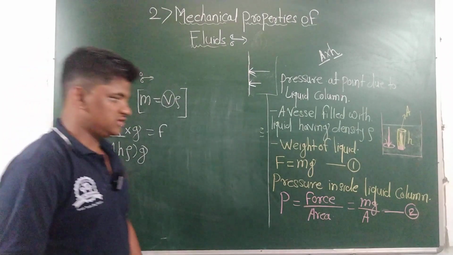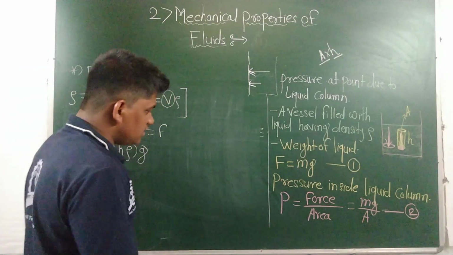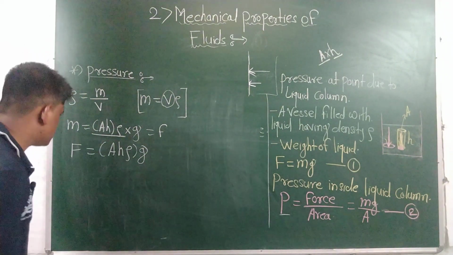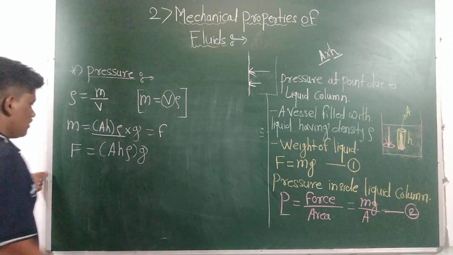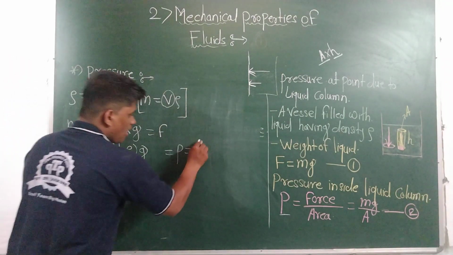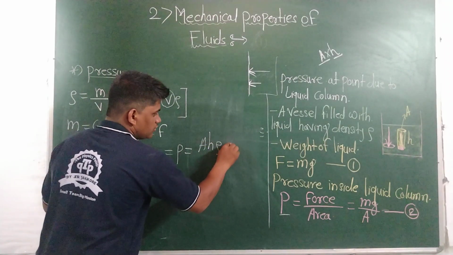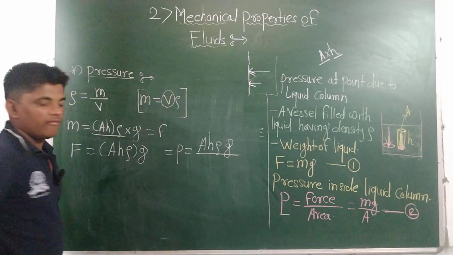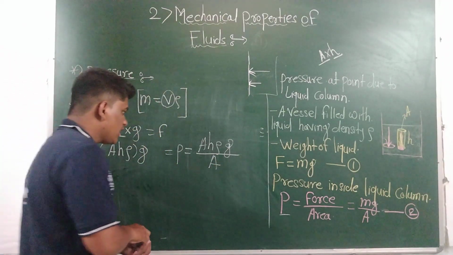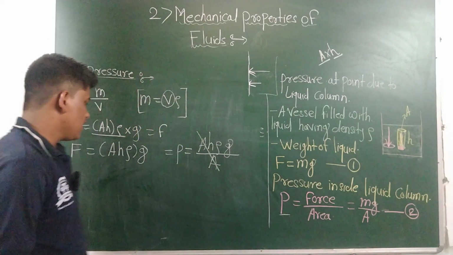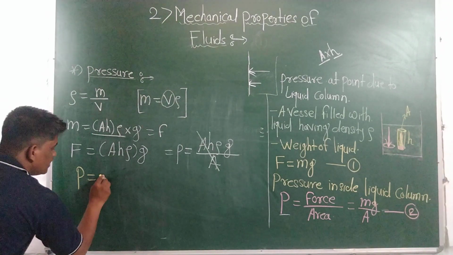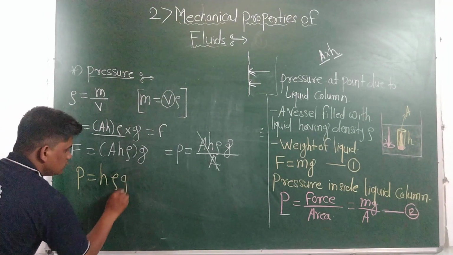This is the force. We need to find out the definition and equation of pressure. Pressure P is equal to force upon area, that is A H rho G upon A. The same terms will cancel, the area will be cancelled. Then the pressure P is equal to H rho into G.